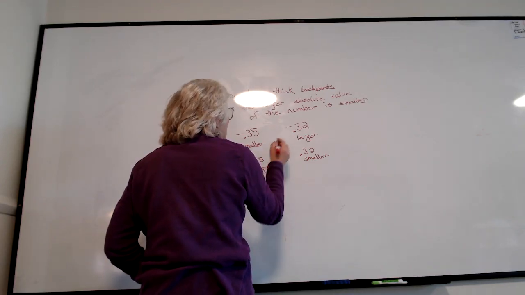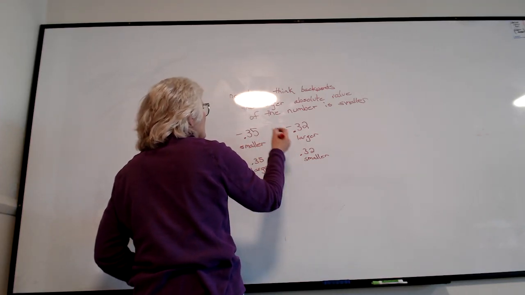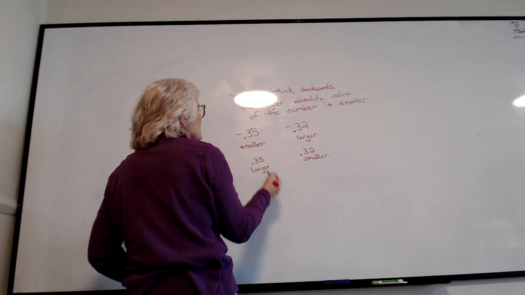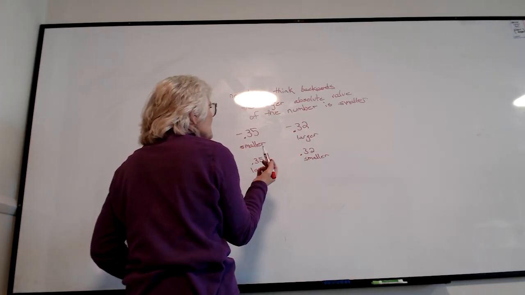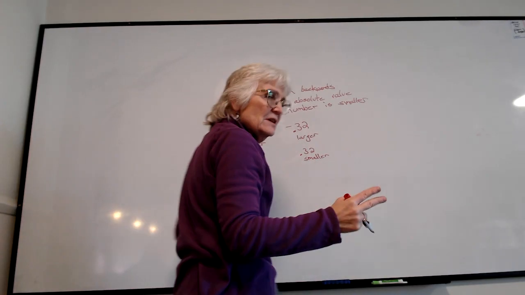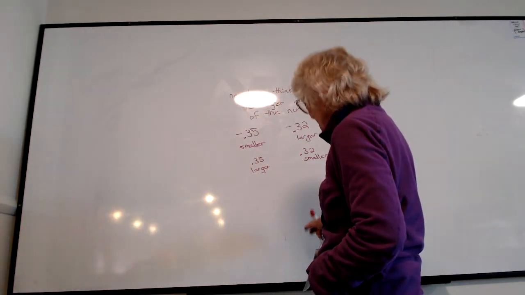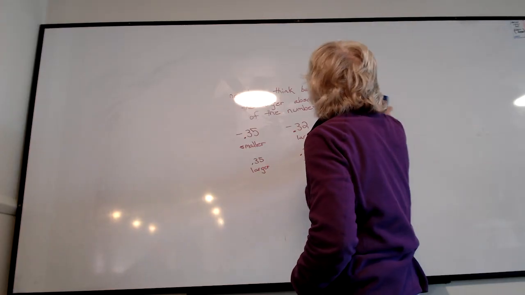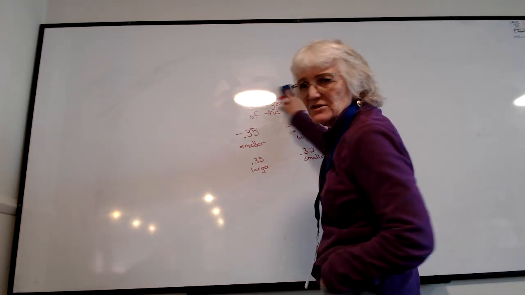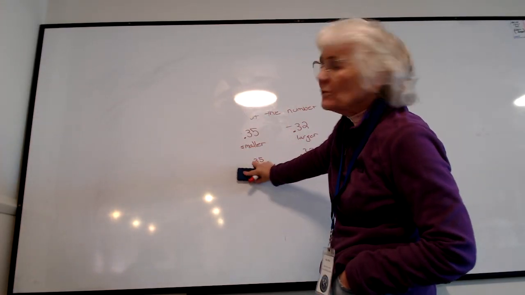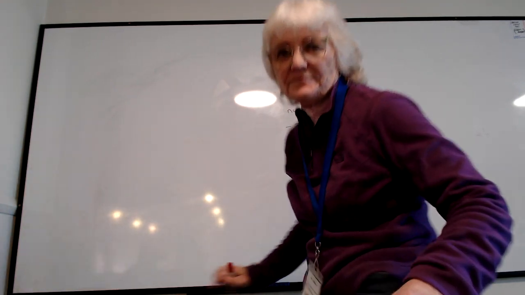So it's always kind of a backwards thought process when you're dealing with negative numbers. Think of it in the positive numbers and then just reverse what you think it is in positive numbers, and that will give you the comparison. Okay, so that will be things you'll be working on for section 3.1.